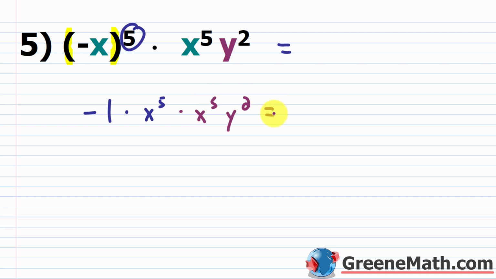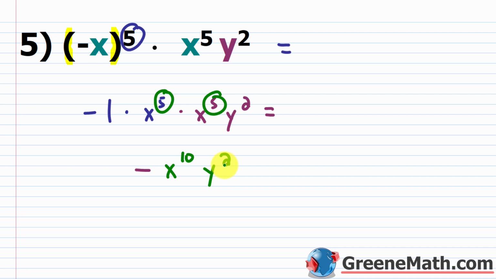So the idea here, I'm just going to put a negative out in front, or you can put the -1 if it's more comfortable for you. Then x stays the same. You have an exponent of 5 and an exponent of 5. You're going to add the exponents. 5 plus 5 is 10. Then you have y squared. So really, this is the negative of x to the 10th power, y squared.